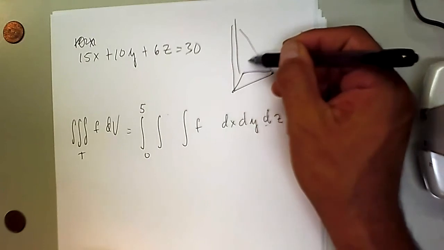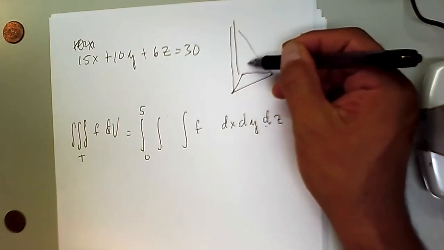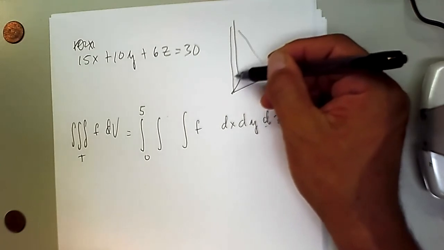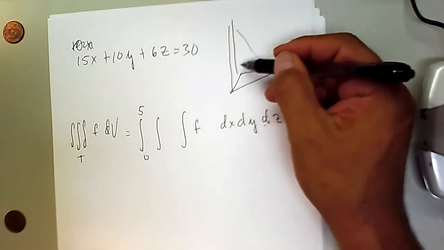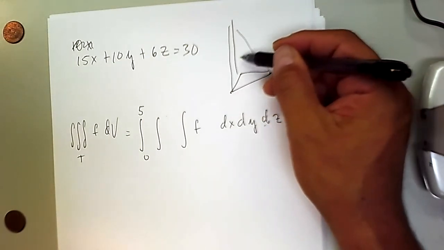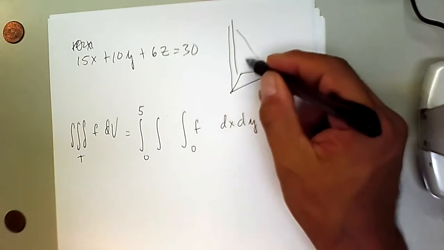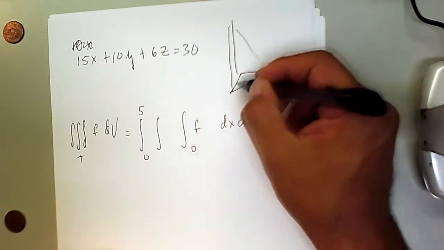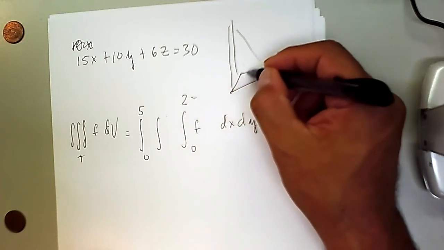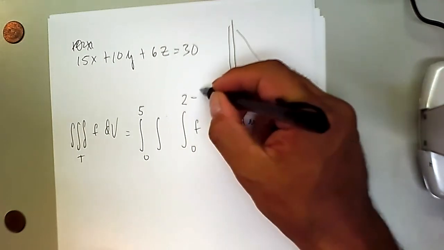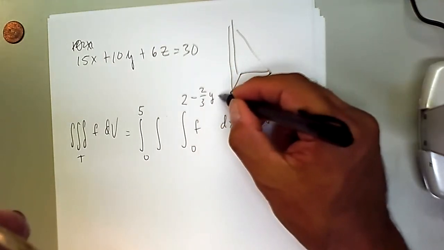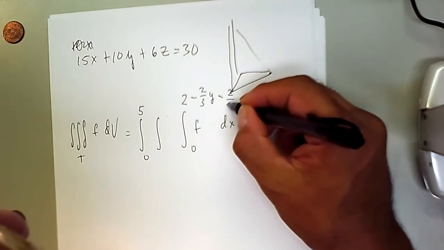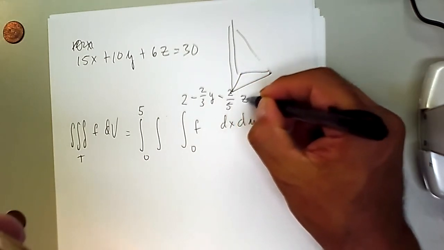So we're going to move in the x direction. Pretend you are a spaceship here. When you're going in the x direction, what are you going to bump into? You're going to bump into this inclined plane. If you move away from us, we're going to bump into 0. So we go from 0 to 2 minus 2 over 3 on the y's, minus 2 over 5 on the z's.